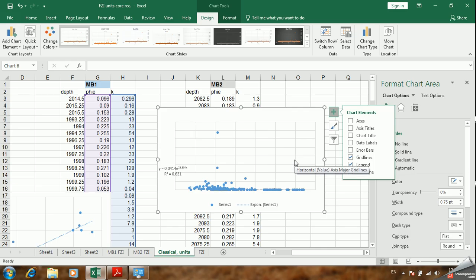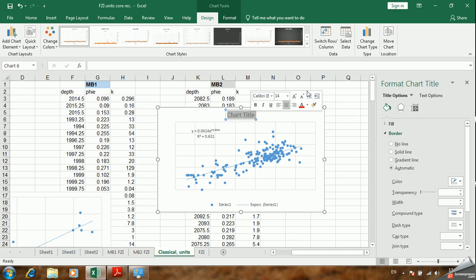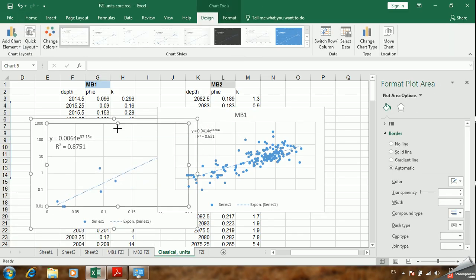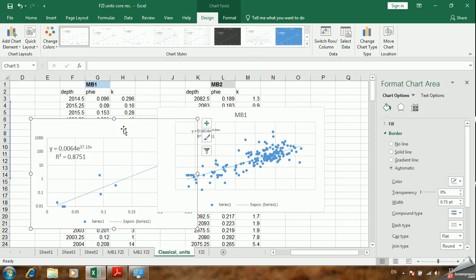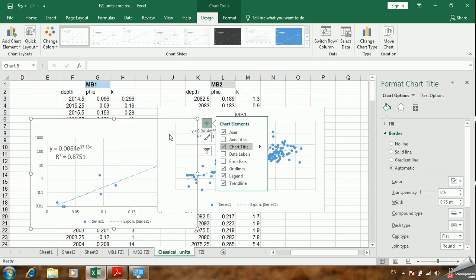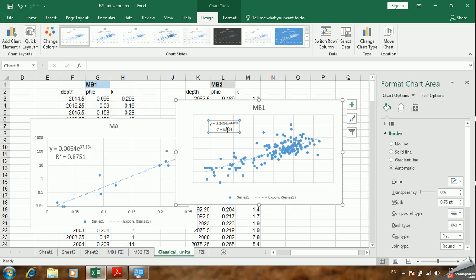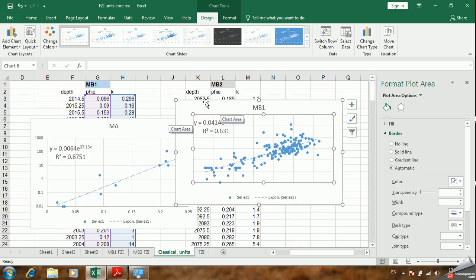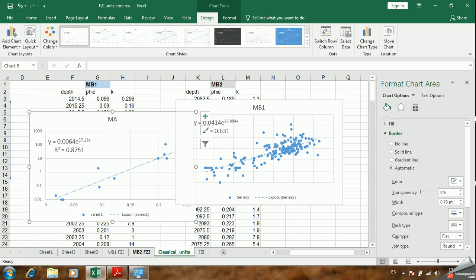Axis title, for example, not the axis, I want the main one, which is the x-axis. Just a minute, please. We have chart title. This is for MB1, and this is for the MA. So we have a good correlation coefficient. Here the correlation coefficient is somewhat bad. The closer it is to 1, the better, reflecting a good correlation between the Y and X. So this is in general how we can find the permeability using the classical method.